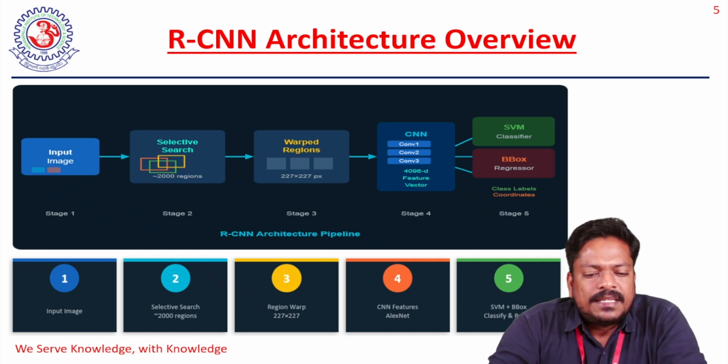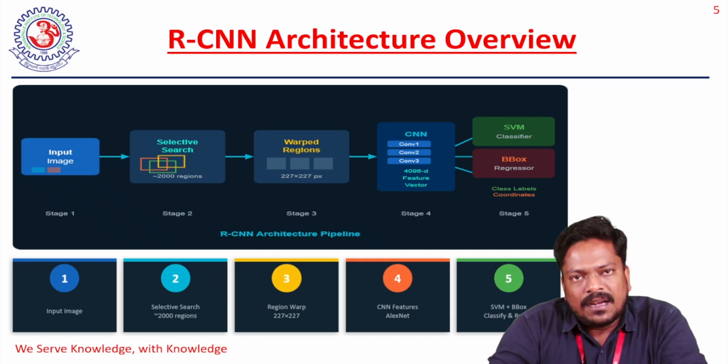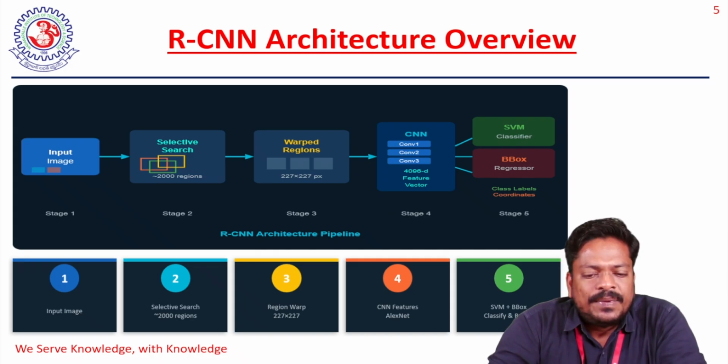We have various stages: stage 1, stage 2, stage 3, stage 4, and stage 5. In stage 1, we give the input image for detecting an object in an image. What about stage 2? Here we use an algorithm called the selective search algorithm, which is especially used to detect objects in an image, producing around 2000 regions. Then, after detecting, we warp the image to the size of 227 by 227 pixels.